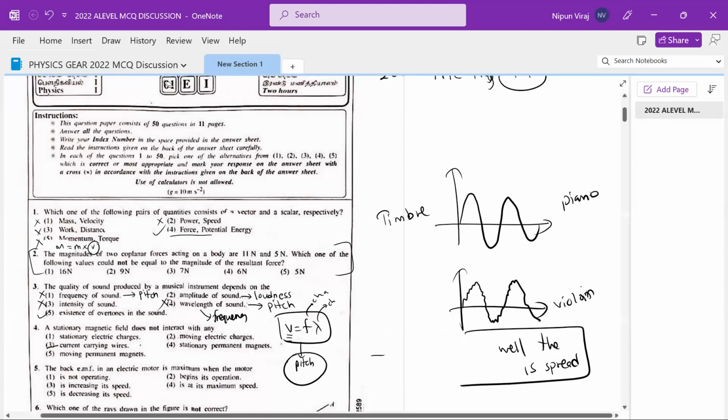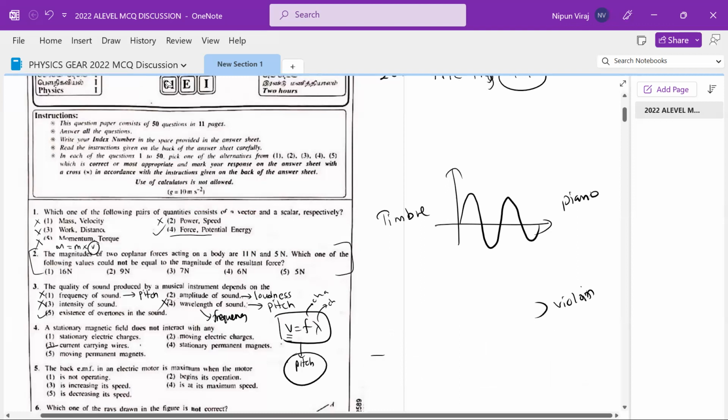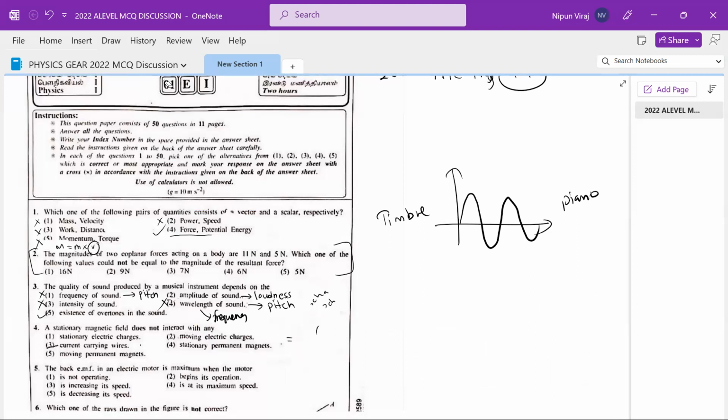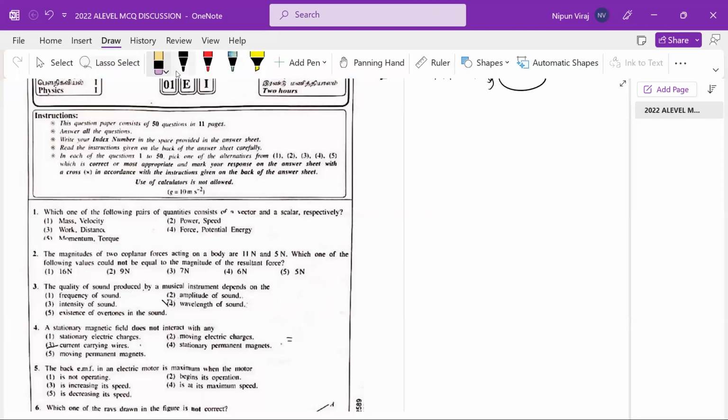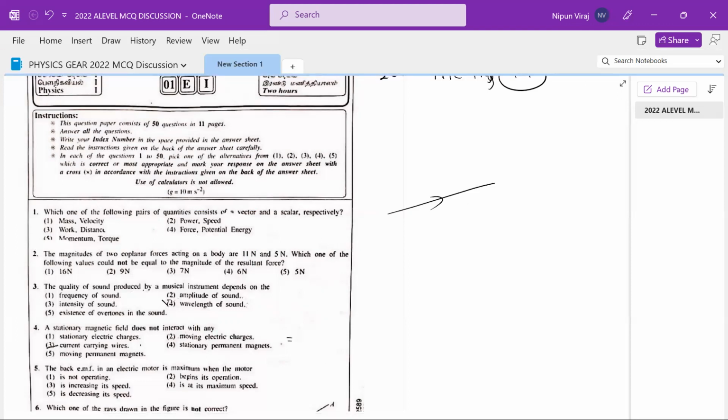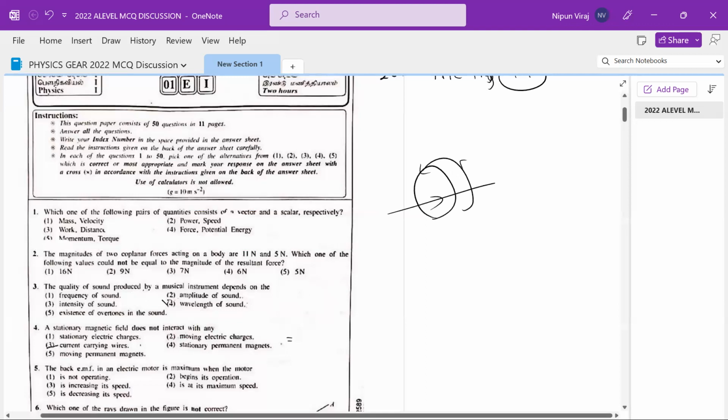Okay. Next, let's go to the fourth one. A stationary magnetic field does not interact with any, the same. Stationary magnetic field. Now, if something is to affect a magnetic field, according to the knowledge you have under the unit magnetism, you know that if there's a current carrying conductor, it creates a magnetic field. I mean, simply for a magnetic field to be created or affected, there should be moving charges.